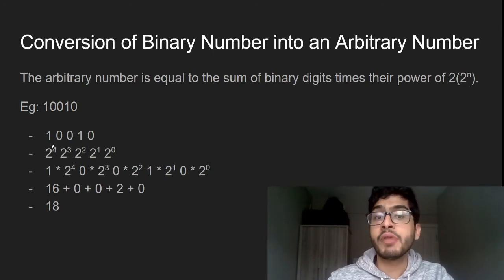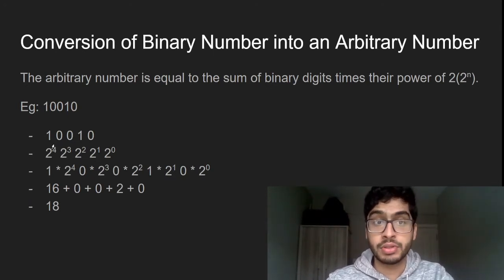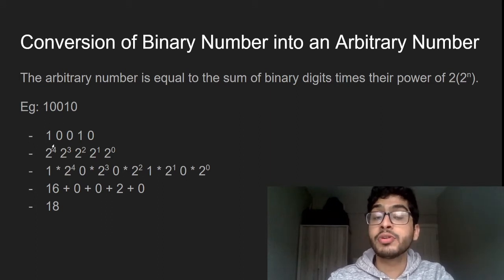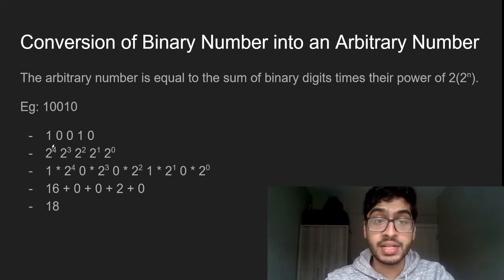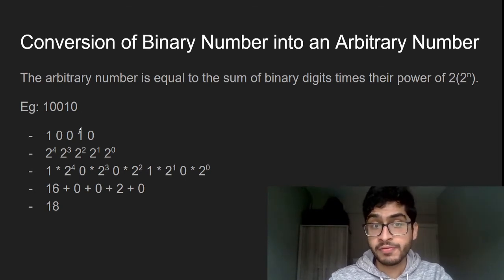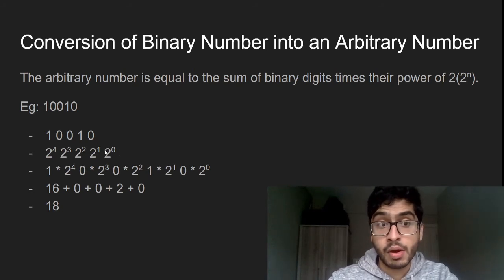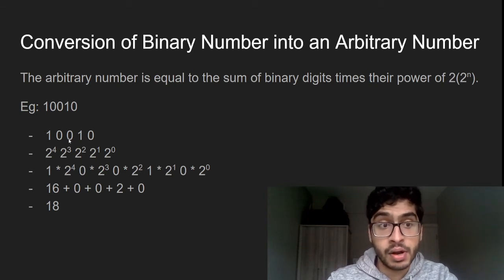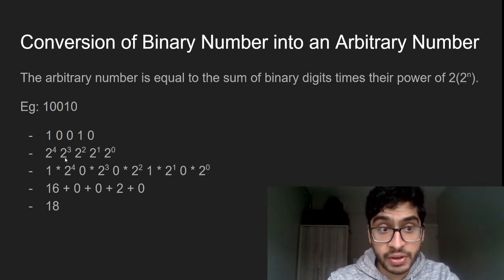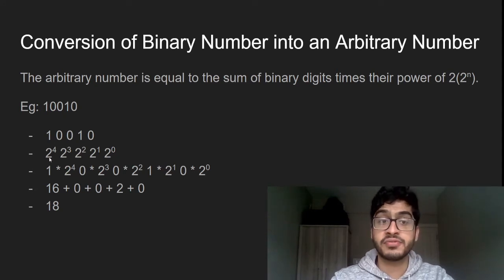So how do we go about converting a binary number into an arbitrary number? Well, the arbitrary number is equal to the sum of binary digits times the power of 2, expressed as 2 raised to n. Let's take an example. So we have 10010. For each of the digits in the above binary number, we represent them in the power of 2. But we start from the reverse order. It means for this 0, we have 2 raised to 0, and for this 1, we have 2 raised to 1. For this 0, we have 2 raised to 2, then we have 2 raised to 3, and finally we have 2 raised to 4.